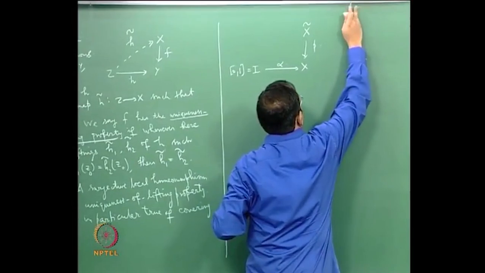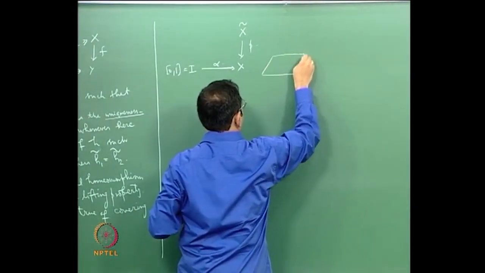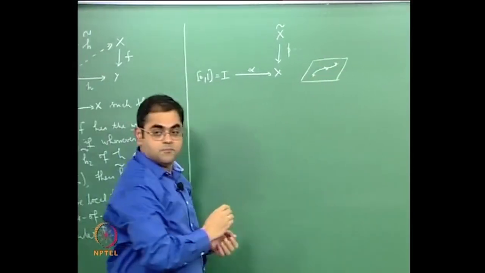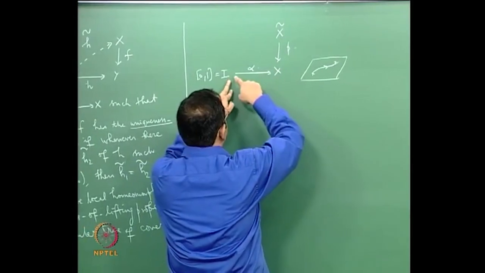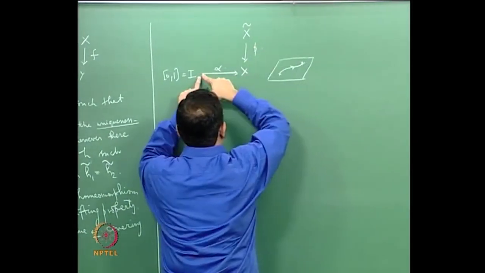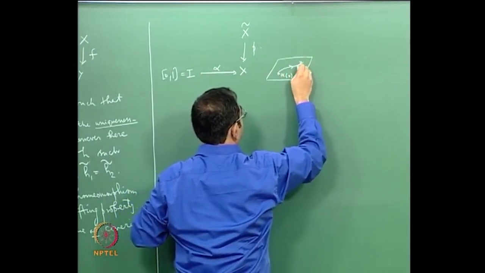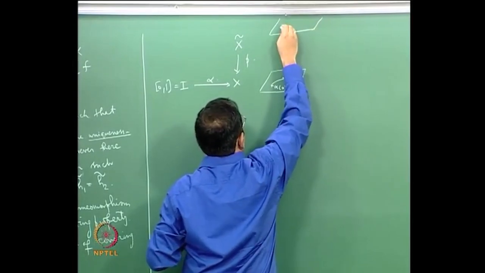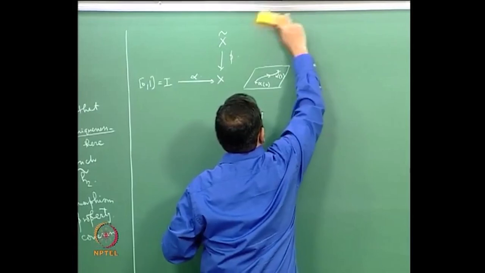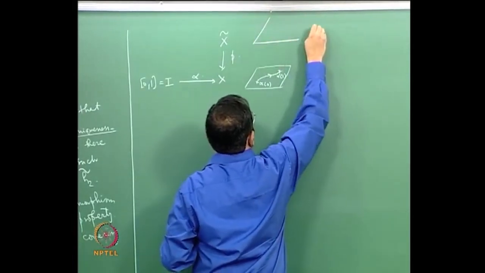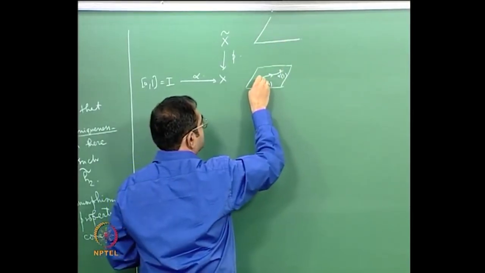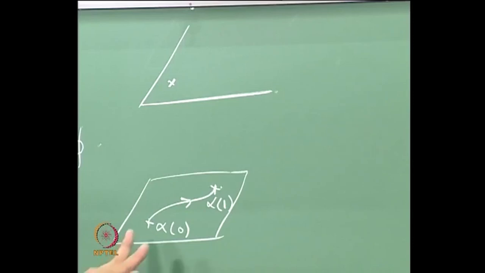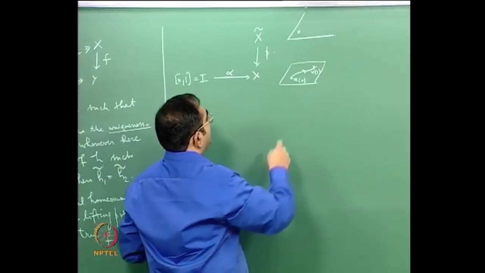If I draw a diagram, then this is my X, and I'm going to get a path. This path is going to start at alpha of 0 and it's going to end at alpha of 1. Suppose I'm able to find, so this point is alpha of 0 and this point is alpha of 1, and there is this covering space above, and let me draw it with a little bit more space so that I can draw it like this. So here is my covering space above. Suppose for this point here, I choose a pre-image above. After all, the covering map is surjective, and given any point here, I can choose a pre-image.